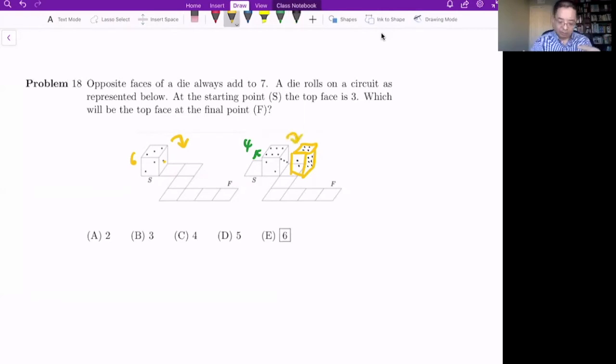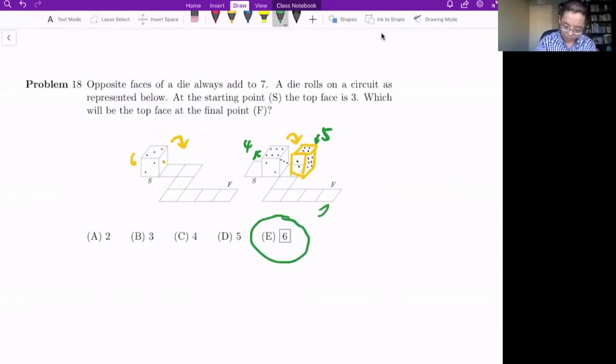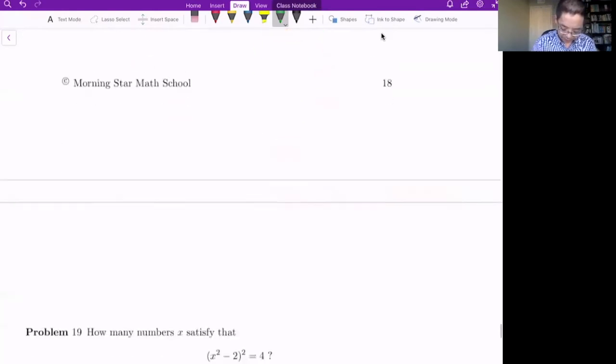Then on the other side, because this is 2, the other side is 5, right? On the side is 5. So when you roll 8, the next time the 5 will be on the top. And then you just keep doing those things in your mind, and you'll find when it reaches the F, it will be 6. So just do that in your mind. Okay. All right, so this is number 18.